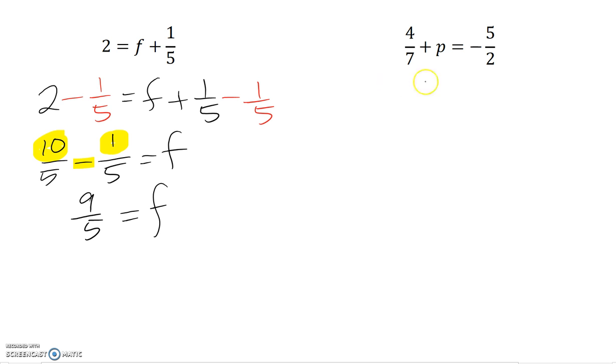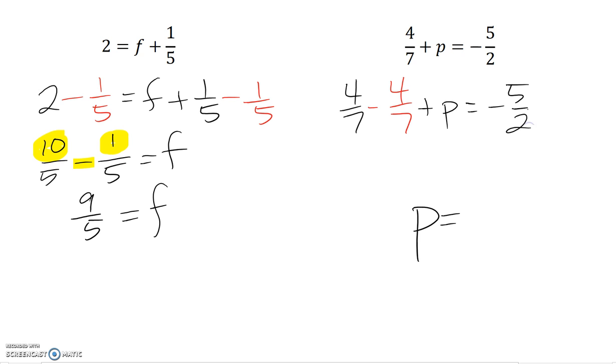All right, let's take a look at this second example. 4/7 plus p equals -5/2. Well, same idea. We want p equals, I'll write it down here. And how do we do this? Well, we have to make this 4/7 go to 0. So if we do that, we'll say 4/7 minus 4/7, right, plus p equals -5/2, and then we have minus 4/7. So this goes bye-bye, that just goes to 0, and we're left with p. I'm going to erase this for now.